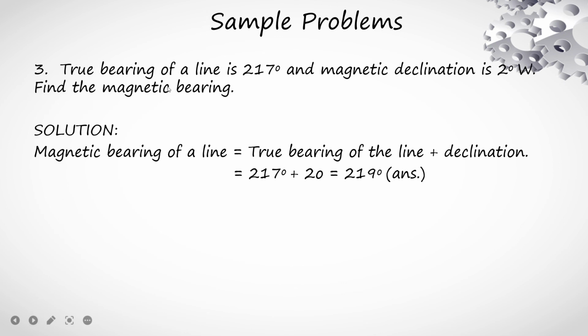Sample number 3. True bearing of a line is 217 degrees and magnetic declination is 2° west. Find the magnetic bearing. Magnetic bearing of a line is equal to true bearing of the line plus declination. So it means 217 degrees plus 2 degrees is equal to 219 degrees.